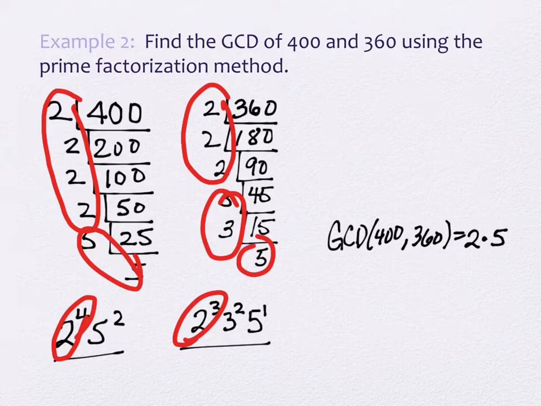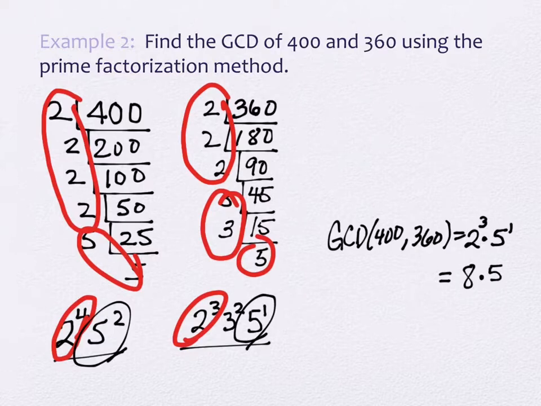What is the smallest exponent on the 2's? The 3, all right? They have 3 2's in common. One of them actually has 4 2's, but there are 3 2's in common. How about 5's? Just 1, because one of them has 2 and one of them has 1. And then your last step is to multiply that out. What's 2 cubed? 8. And 8 times 5 is 40.